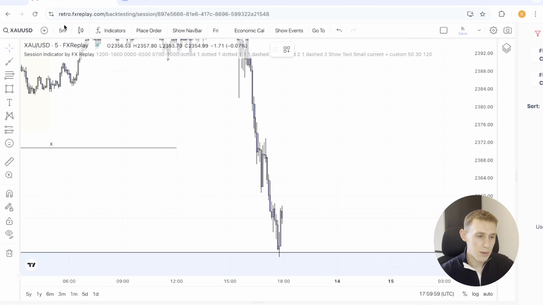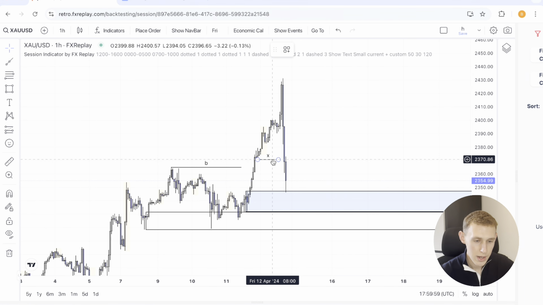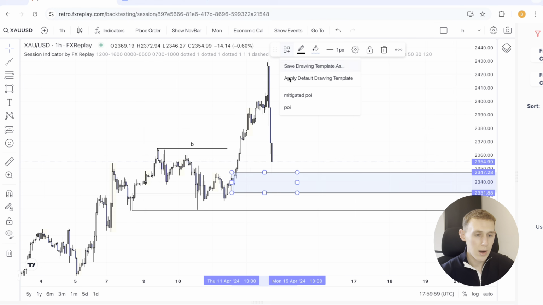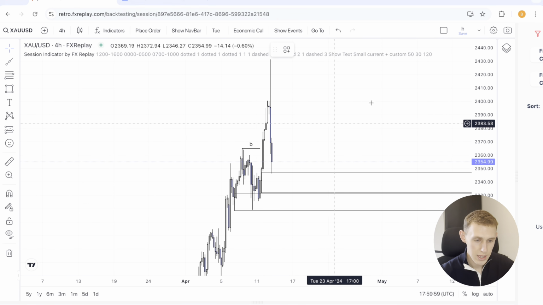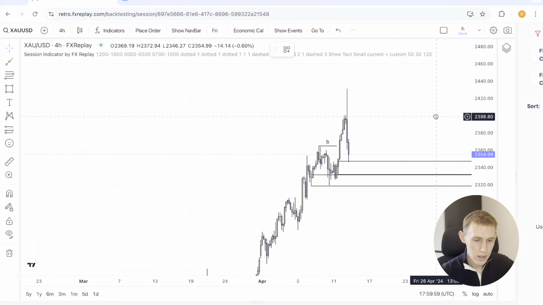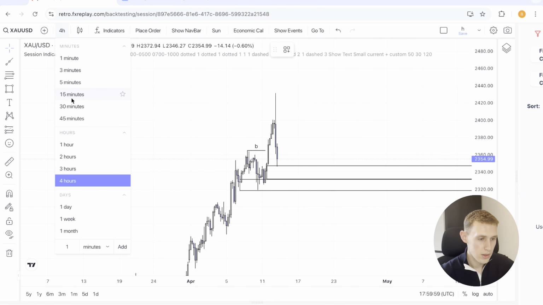But yeah, there we go. So price just came straight into the demand. Obviously no reaction there to that first level, but let's have a look how price reacts here. This could be a nice opportunity. Notice how price has also retraced into a discount. That's what we ideally want to see as well. Could also see a sweep of these lows. That would also be a nice opportunity.